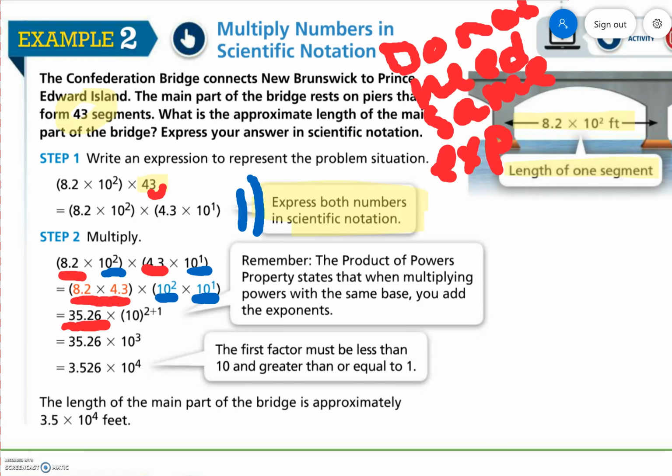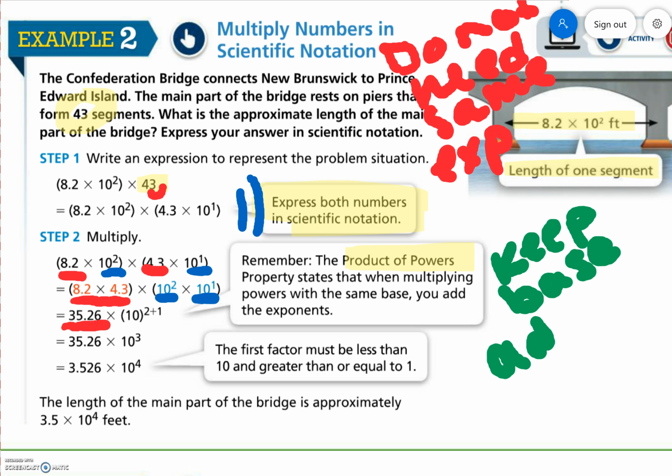And now we have to follow the product of powers property. Remember, products of powers, you keep the base and add the exponents. So that's 10 and 2 plus 1. You keep the 10, add 2 plus 1. So that gives us 35.26 times 10 to the third.